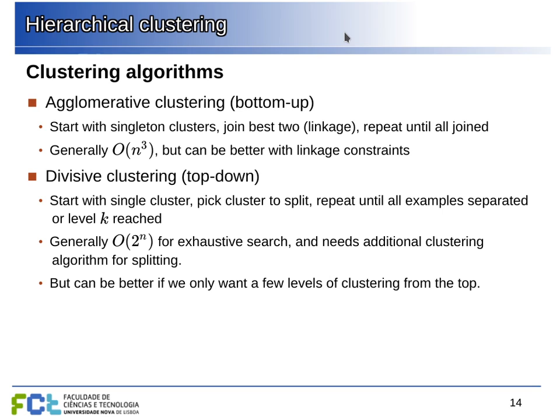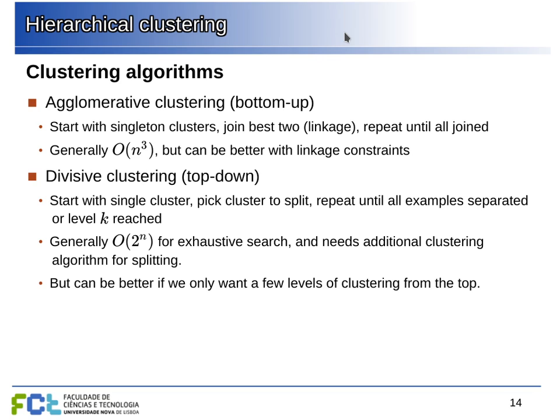So we can consider two types of hierarchical clustering algorithms. Agglomerative clustering works bottom up, starting with clusters of individual examples, then joining the best two, or the closest ones according to the linkage measure, and then repeating that until all are joined. The complexity for this algorithm tends to grow with the cube of the number of examples, but it can be very much improved if we place constraints on the linkage. We are going to look at some examples of that.